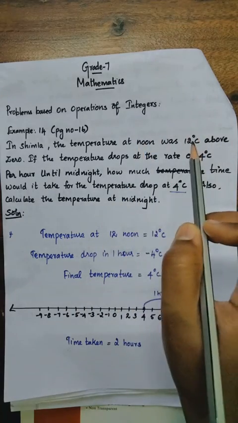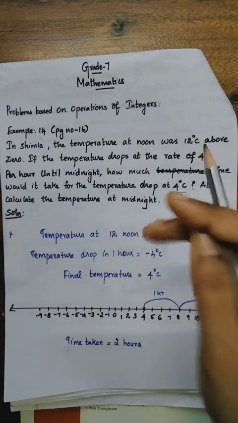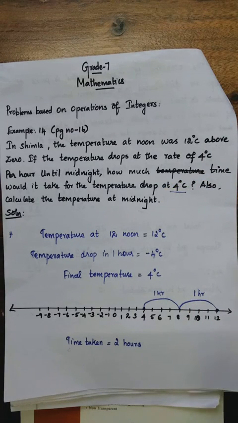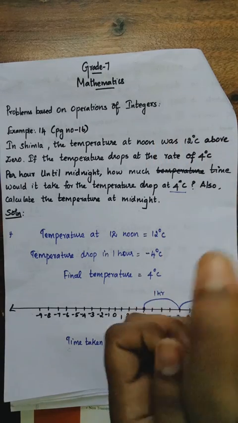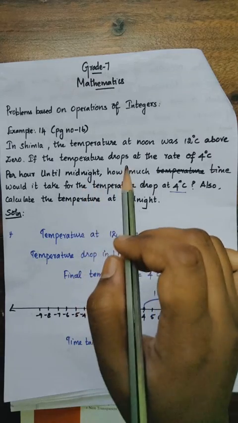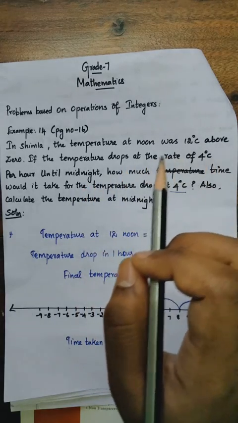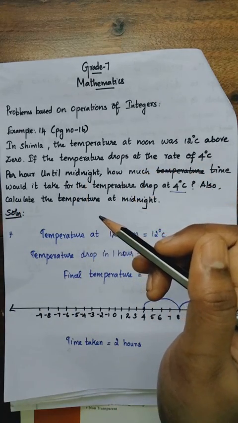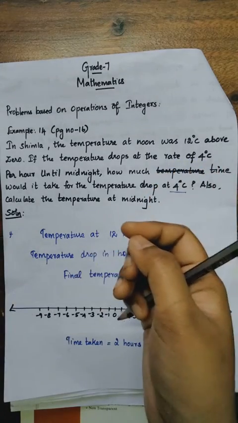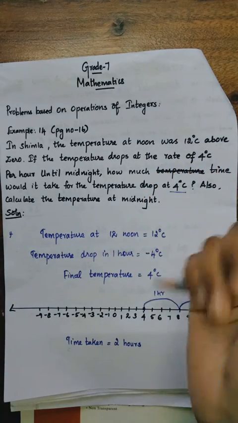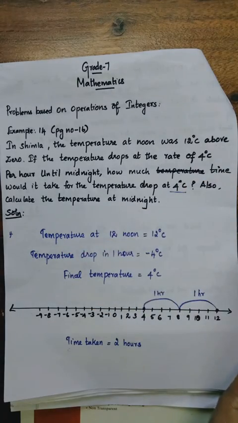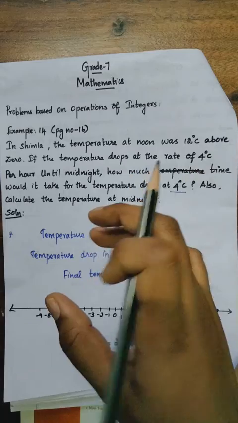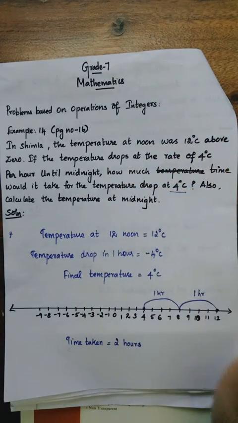This is our initial temperature at noon. The temperature is 12 degrees Celsius above zero. Above zero means it is a positive number. So it is the initial temperature. The temperature drops at the rate of 4 degrees Celsius per hour. For 1 hour, it decreases by 4 degrees Celsius, then again 1 hour, then again 4 degrees Celsius. Likewise, it keeps decreasing until midnight.